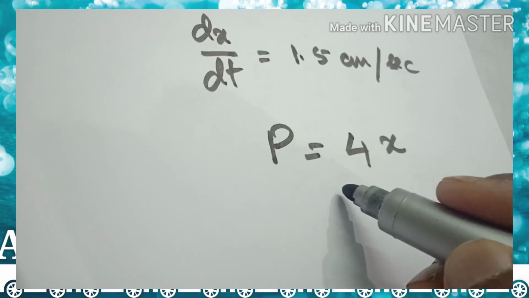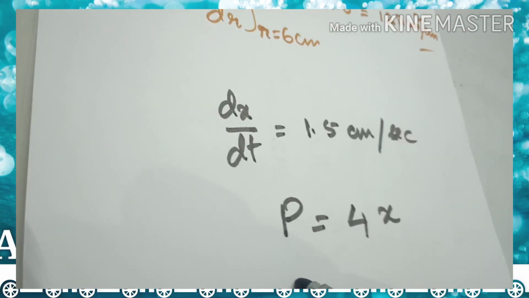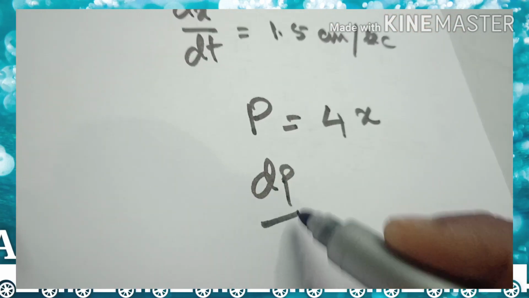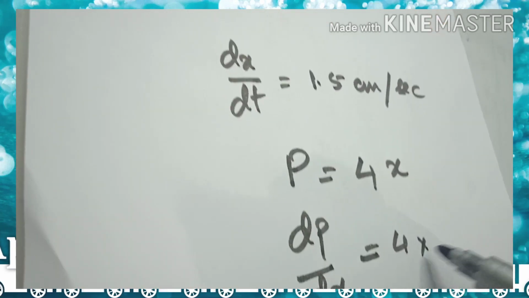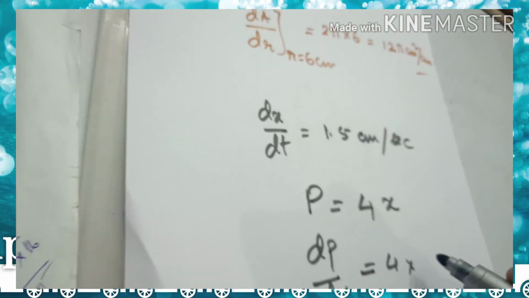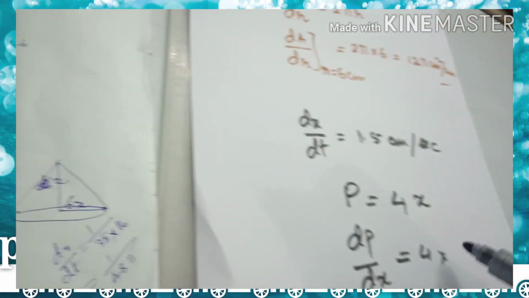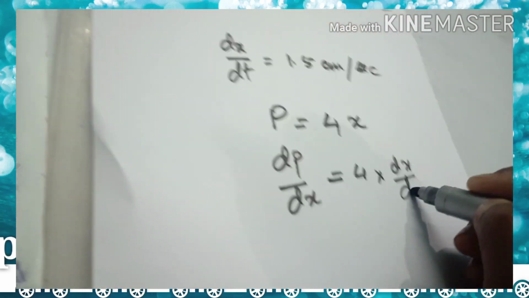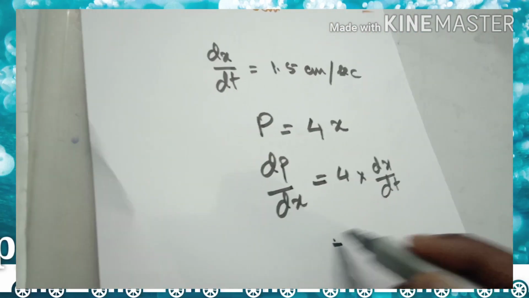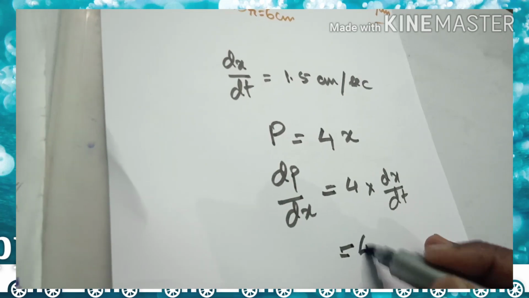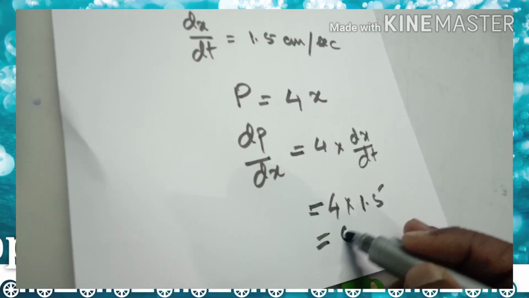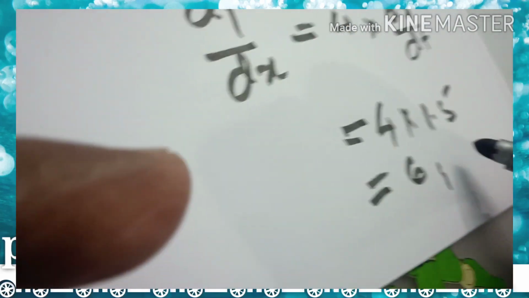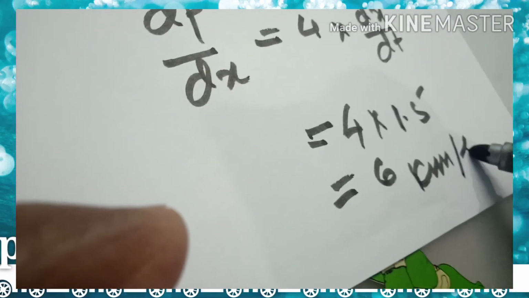So now rate of change of perimeter means dp by dt, that is 4 into dx by dt. Now what is dx by dt? That is 1.5. So 4 into 1.5 means 6 centimeter per second.